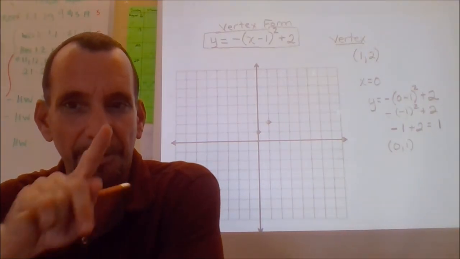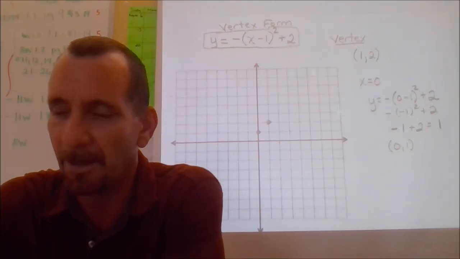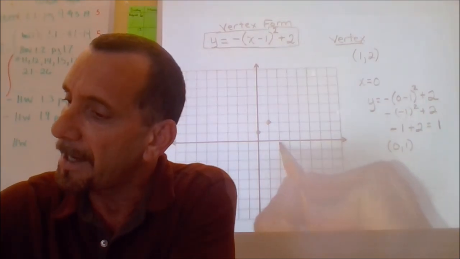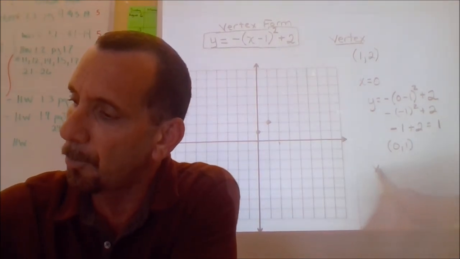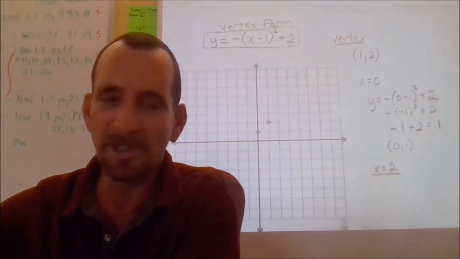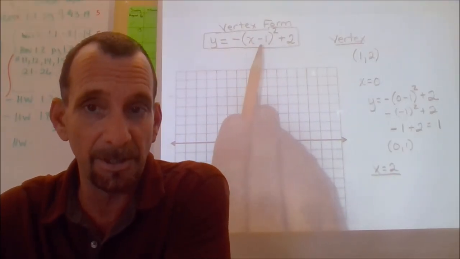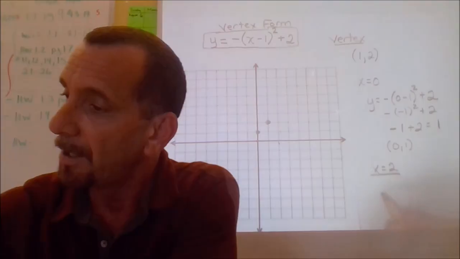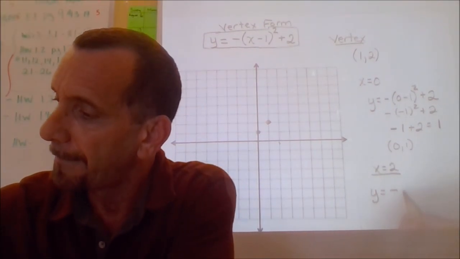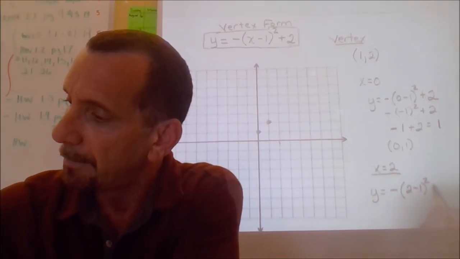We haven't drawn it yet, but there's an axis of symmetry that we know exists because it goes right on down through that vertex. So let's do this. When x equals 2, let's just plug in one more point. This is really just good practice for substituting something like this. And if you do this in your calculator, you do it the same way. You say y equals negative 2 minus 1 squared plus 2.